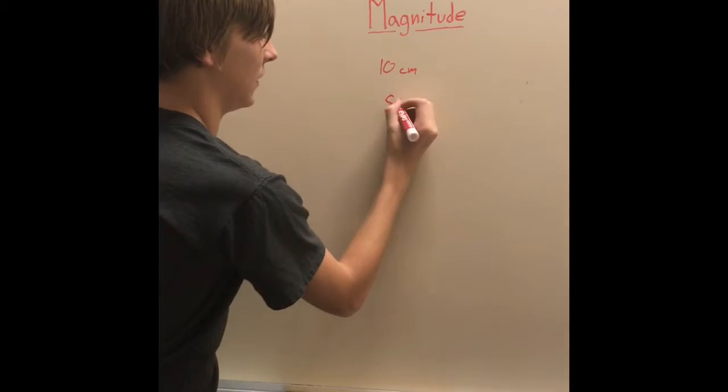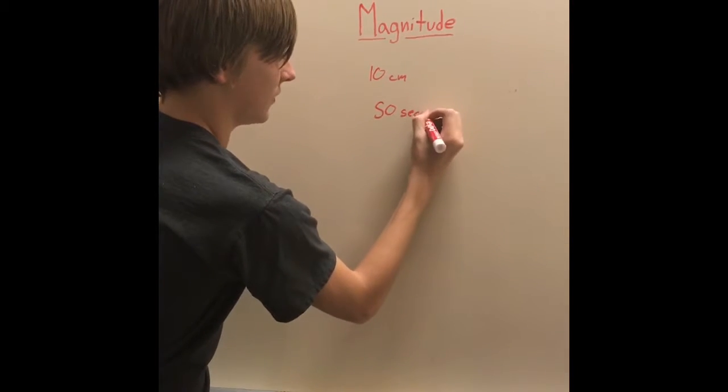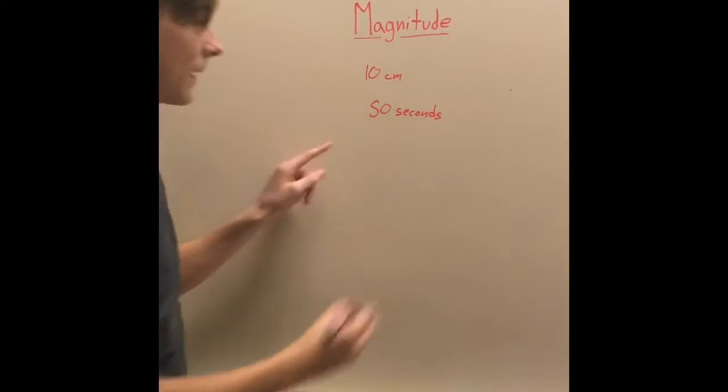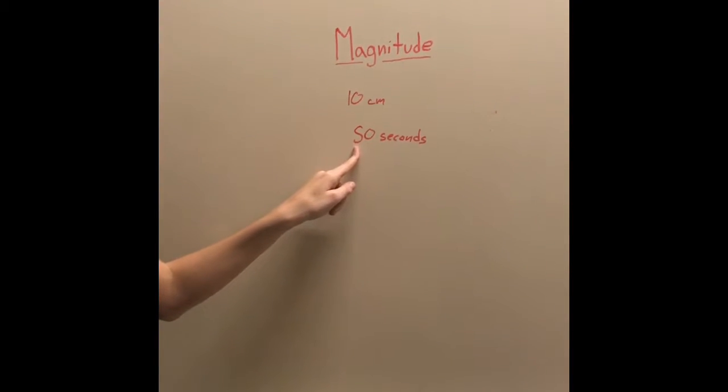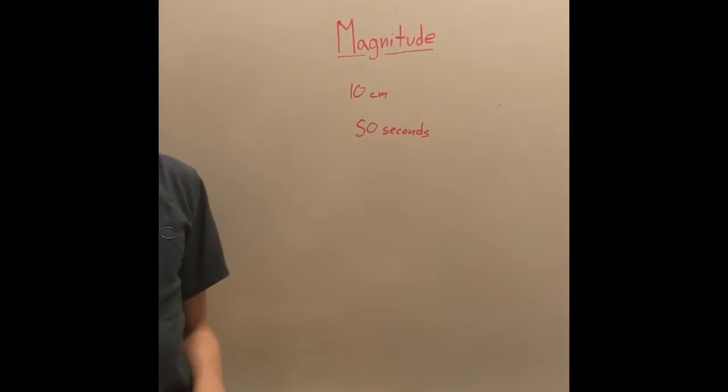Or 50 seconds. Seconds is the unit, and 50 is the magnitude. All vectors need a magnitude, or else they are not considered vectors.